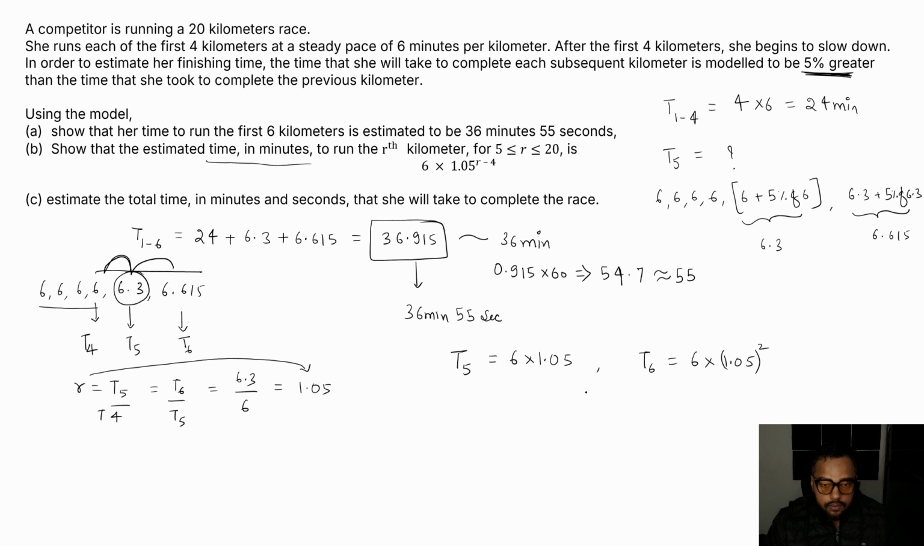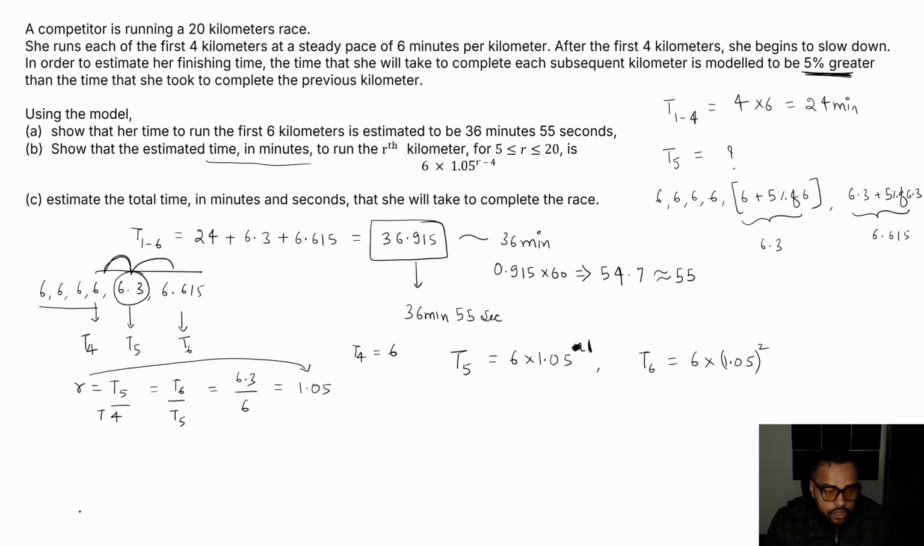So now what I wanted to show you here is that for T5 it is 6.3. For T4, the value was 6, which I've already mentioned. For T5 it was 6 cross 1.05. Now let's say this is the n here, which is equal to 1. I'll be writing it as 1.